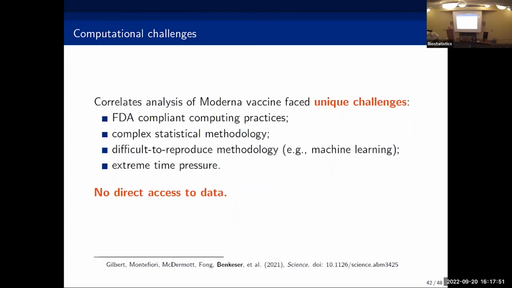So you can think about this like a nightmare scenario where you're working with a statistician at Moderna who only knows SAS, and you're handing them like 50,000 lines of R code and saying, please, can you run this for us so we can get results? So that's the challenge we were up against here.